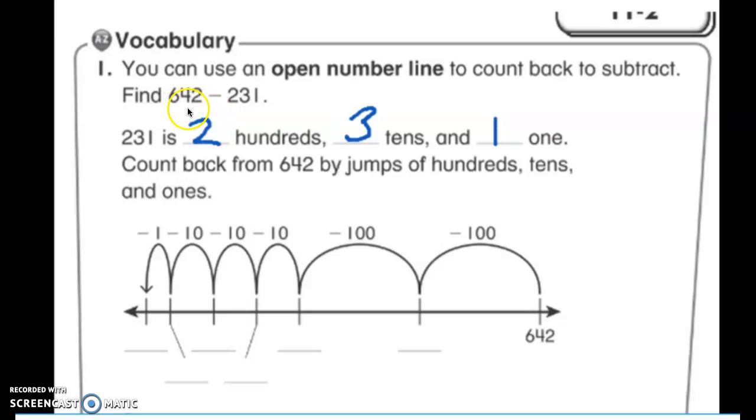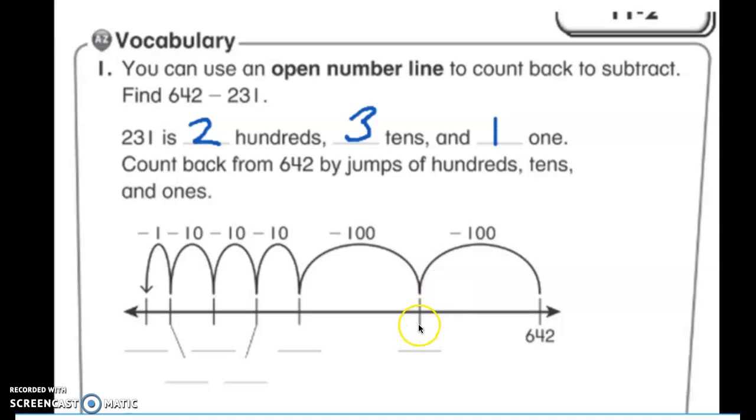So we're going to start with 642. We get that number from here. It's the first number in our problem, and we're going to start with it here, and we're counting backwards. So we're going backwards on the number line. They already have our 2 hundreds, 1, 2, which we got from here, our 3 tens, 1, 2, 3, and our 1, 1 that we got here. So we're subtracting that 231. They just broke it apart for you already.